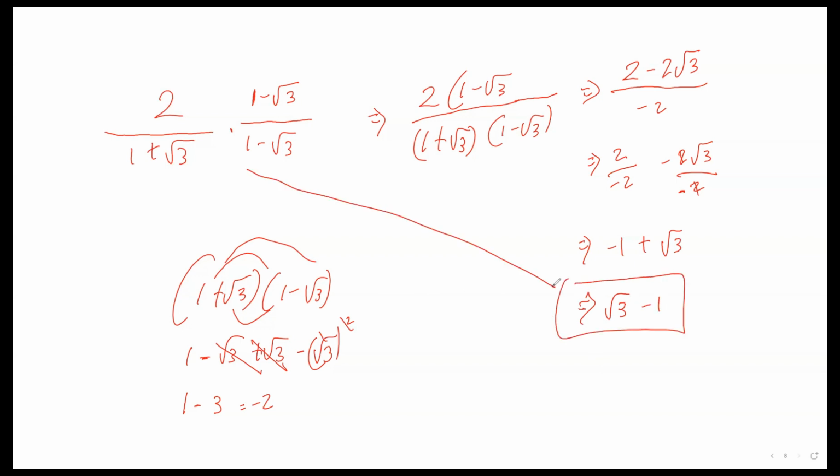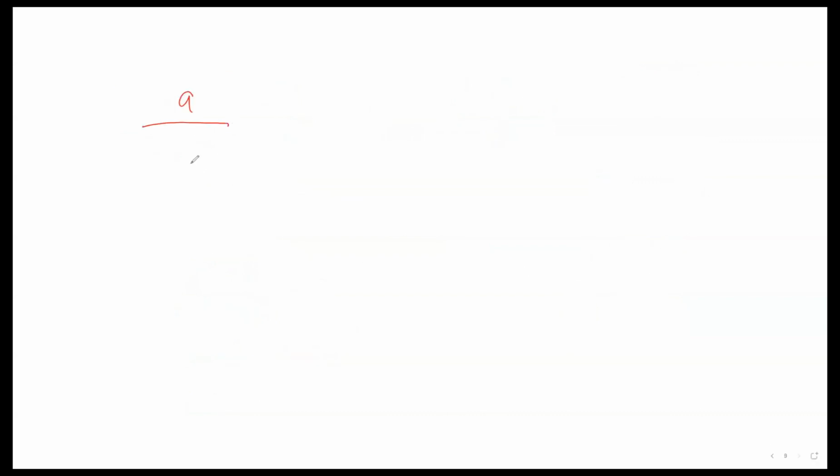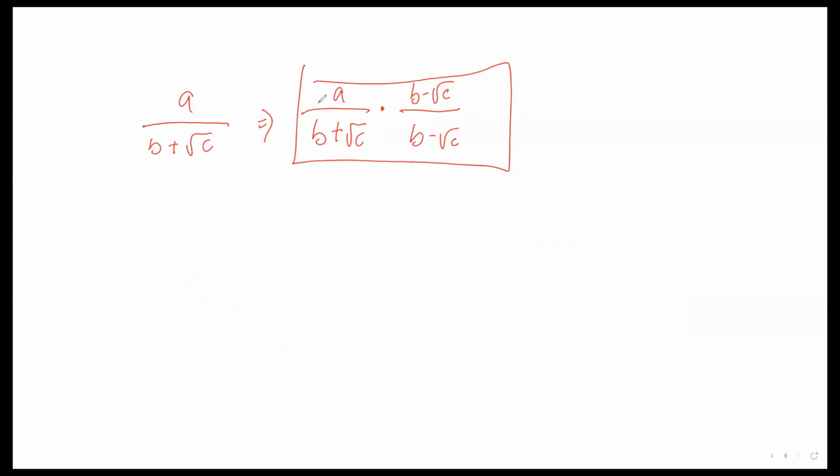So you move all the way from here to here. So remember that rule here. Whenever you have something like this, you always multiply by what's known as a conjugate. So we can make a generalized rule. If you have A divided by, let's say, B plus root C, this becomes A upon B plus root C multiplied by B minus root C divided by B minus root C. Okay, so that's our generalized rule.